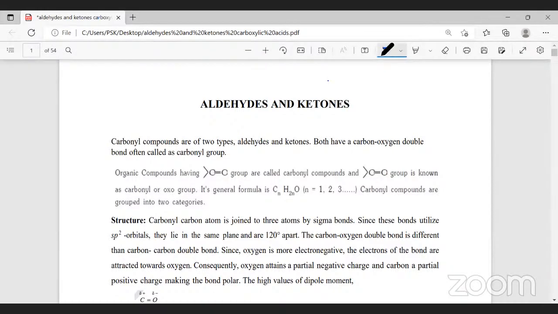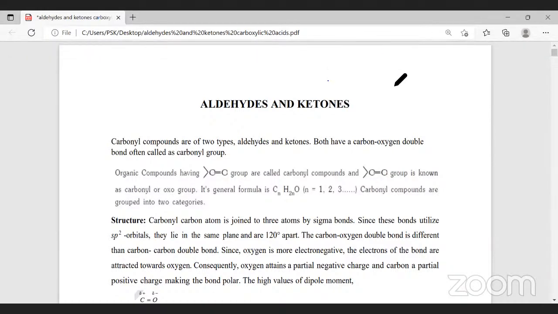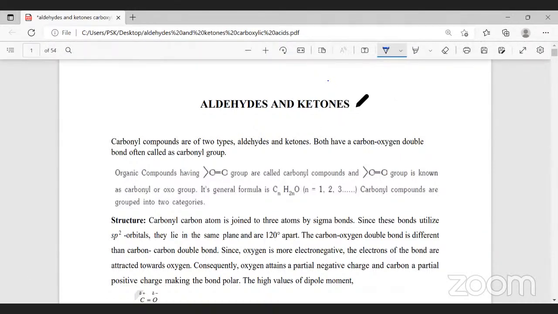New topic: aldehydes, ketones, and carboxylic acid.